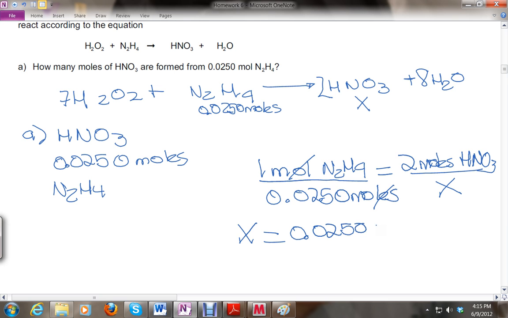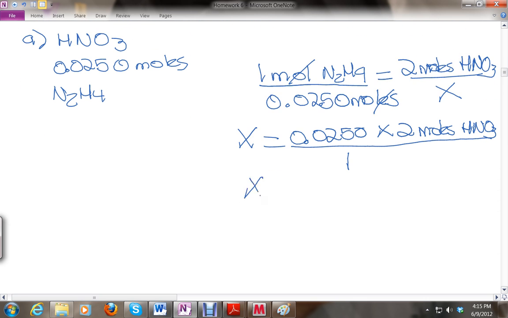So we got here 0.0250, no moles because we cancel it out, by 2 moles of nitric acid divided by 1 mole of hydrazine, by 1 because we already canceled the moles of hydrazine, how I said. So this is going to be, of course, 0.0500 moles of HNO3. Now let's look at our sig figs for a second. 1, 2, and 3. 1, 2, and 3. So this is the answer.